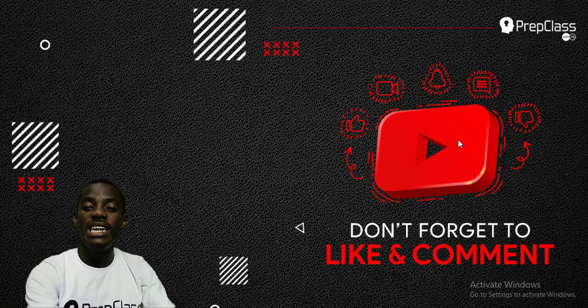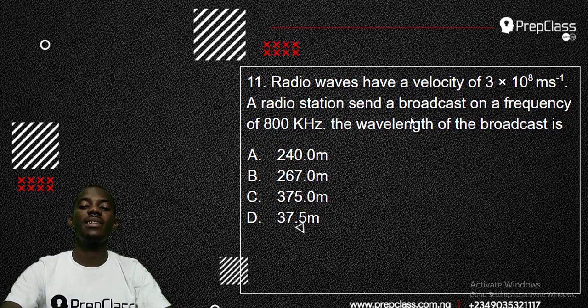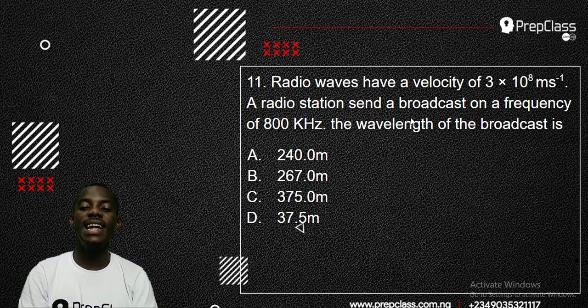Let's check out number 11 now. Question number 11 says, radio waves have a velocity of 3 times 10 to the power 8 meters per second. A radio station sends a broadcast on a frequency of 800 kilohertz. Now, the wavelength of the broadcast is what?